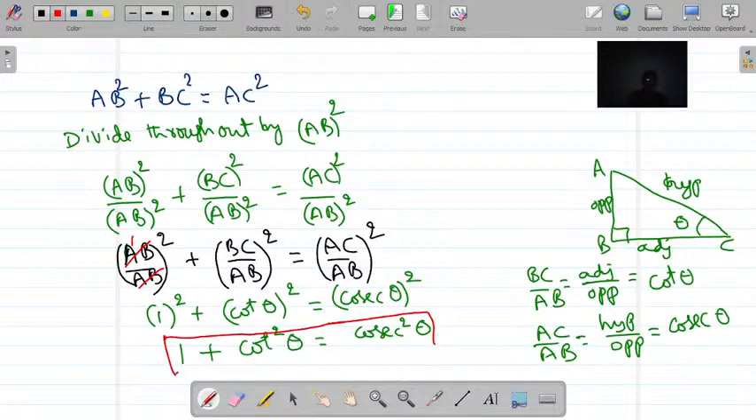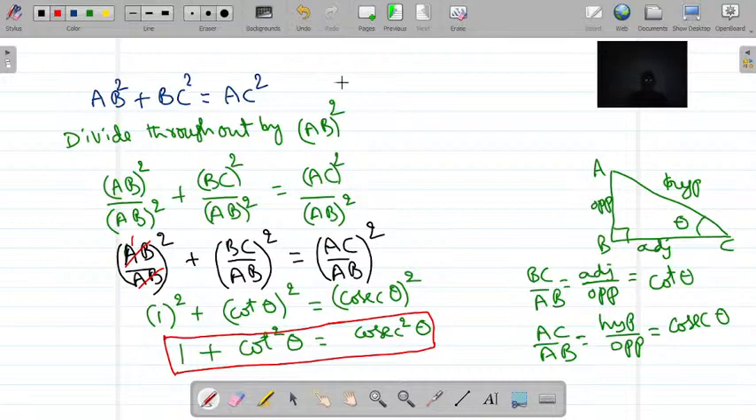These are the three identities which we have. The first identity is sin square theta plus cos square theta is equal to 1. The second one is 1 plus tan square theta is equal to secant square theta. And the third one is 1 plus cot square theta is equal to cosecant square theta.